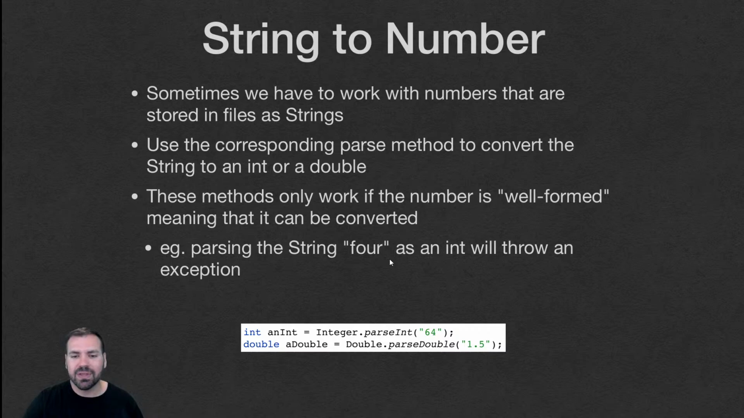So if I have the string FOUR, to me and you, that says 4. To the parseInt method, that's a string that is not a well-formed int, and it will throw an exception. I think it's a NumberFormatException, if I'm not mistaken, that it'll throw. And if you're not catching that, the program's going to crash and fall apart, burst into flames. So we want to make sure we're careful when we call parseInt and parseDouble, that we're calling it on something that will be a well-formed int or a well-formed double.